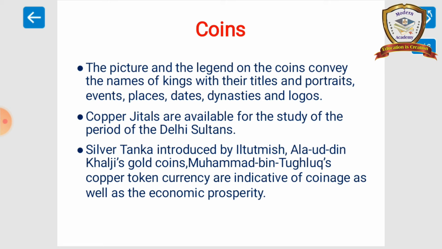Muhammad Ghori used the figure of goddess Lakshmi on coins. They used gold coins and copper jitals. This was used by the Delhi Sultans. Silver tanka was used by Iltutmish. Alauddin Khalji used gold coins. Muhammad bin Tughlaq used token currency. These different types of coins were used by different kings.